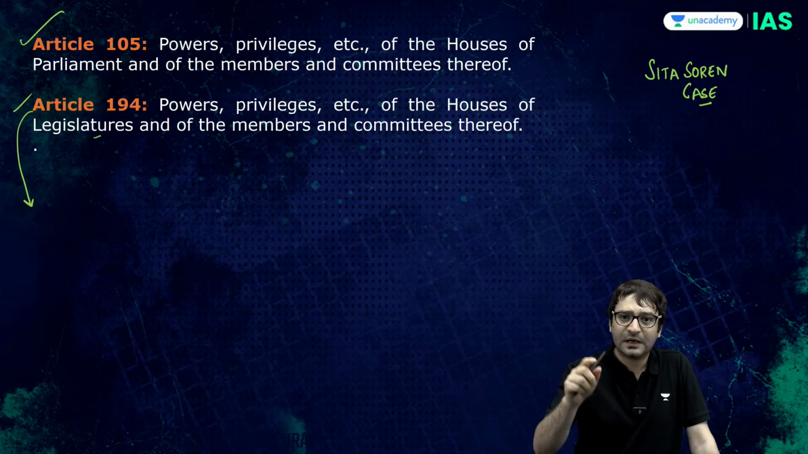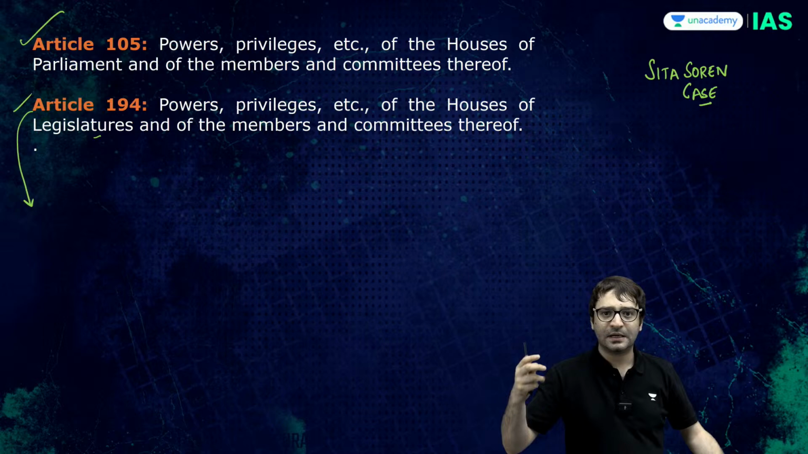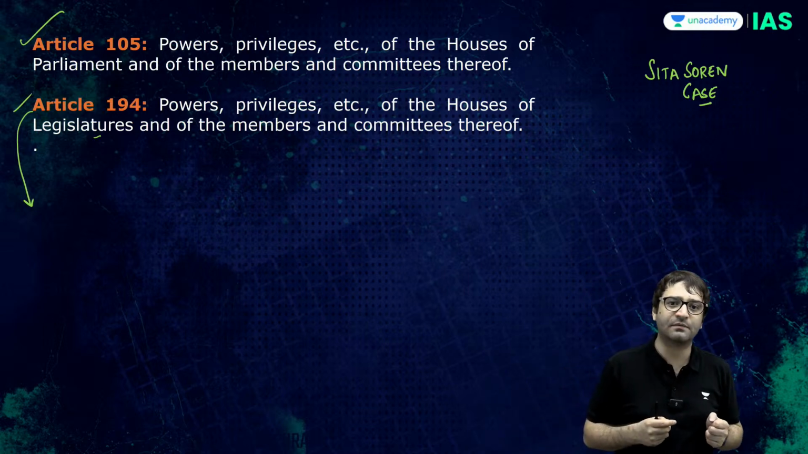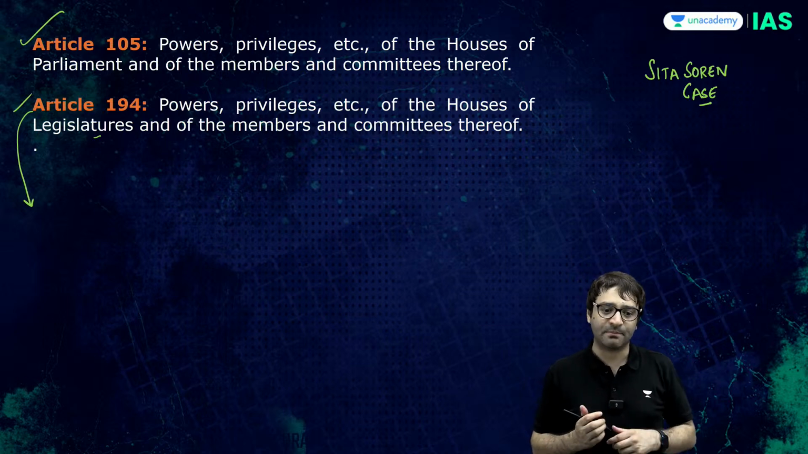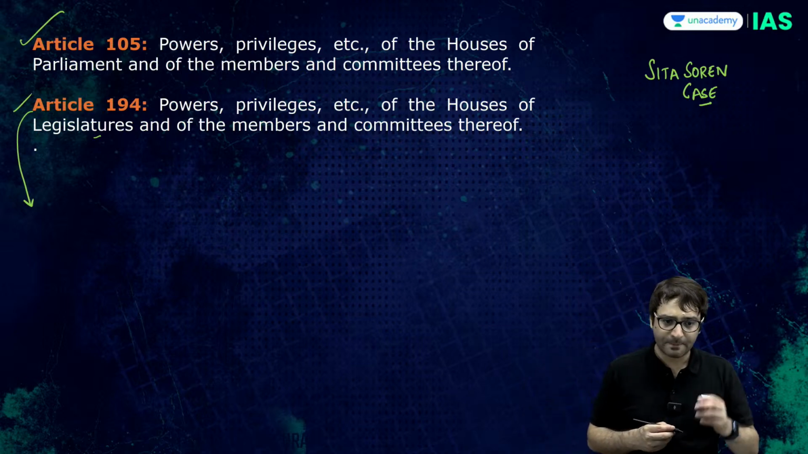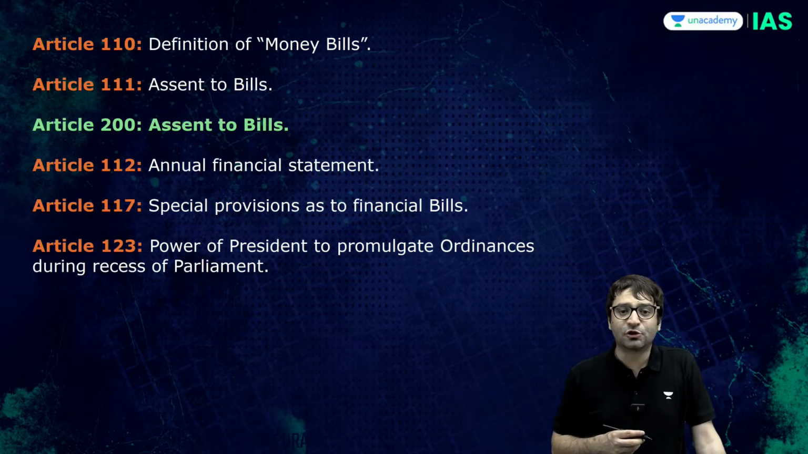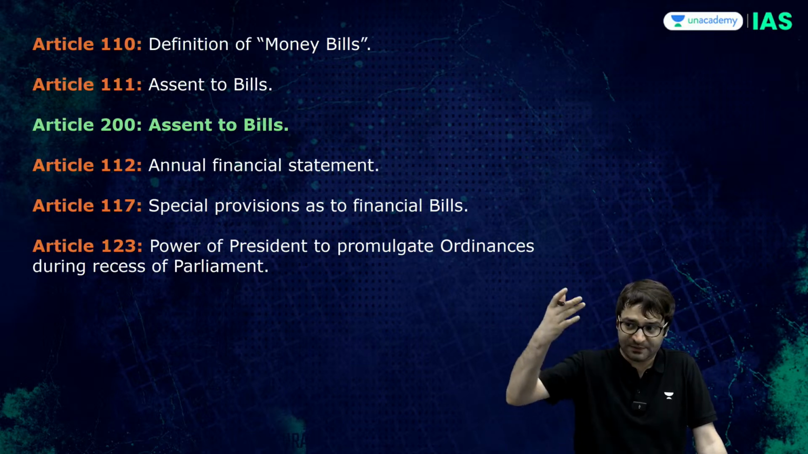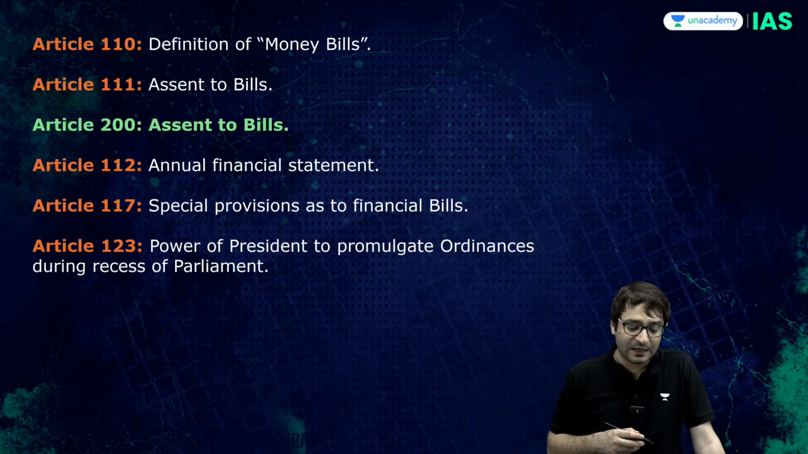Long story short, Article 105 talks about powers, privileges and immunities of Parliament and its members. And Article 194 talks about powers, privileges, immunities of state legislatures and their members. Clear? Article 110 talks about the definition of the money bill. A bill is a money bill if it deals with only the provisions that are mentioned under Article 110. So Article 110 deals with money bill.